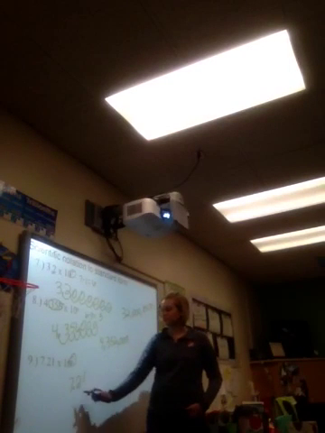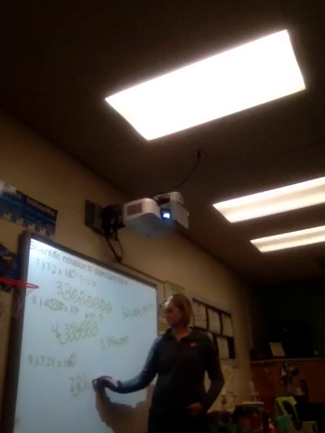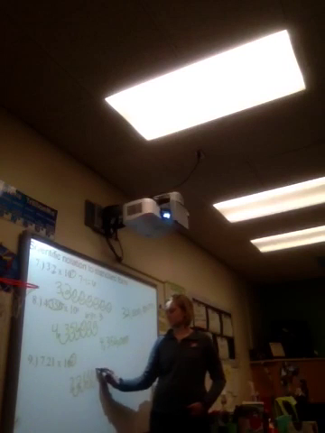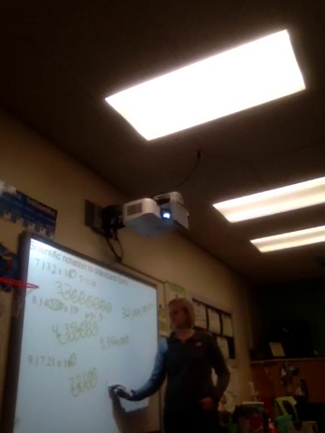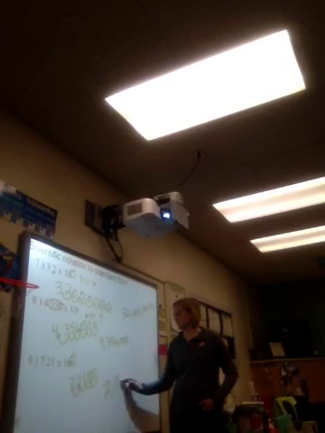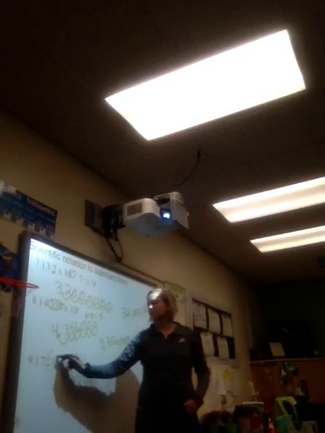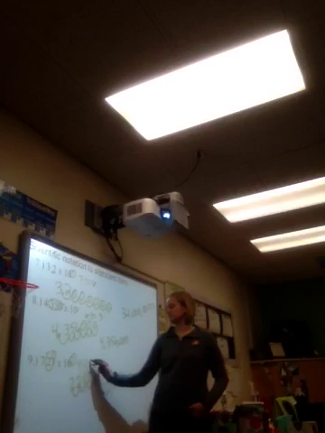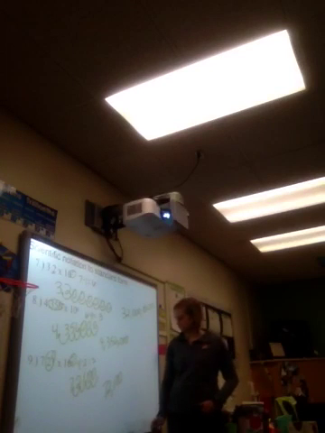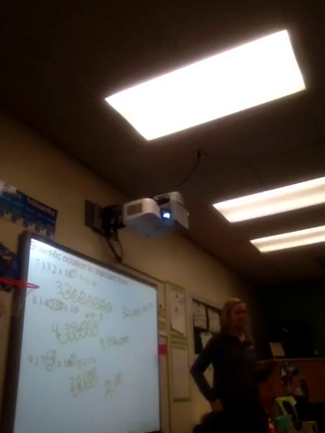How many spaces do I have to move it? 4. Okay, I have 2 spaces. 4 minus 2 is 2. That's how many zeros I should have at the end.